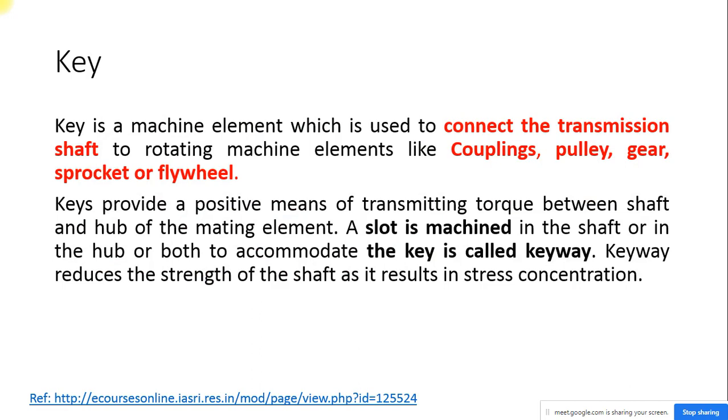Okay, key. So it is not a lock and key. It is a key which is used to lock the rotating shaft to any element. So let us consider a coupling, a pulley, a gear, a sprocket, or a flywheel. So a key is a machine element which is used to connect the transmission shaft to the rotating machine elements. Basically, the shaft is a transmission element which is connected to machine elements such as couplings, pulleys, gears, sprockets, or flywheels. In order to make sure that the shaft is connected with the coupling, pulley, gear, and sprocket, we use a component called a key.